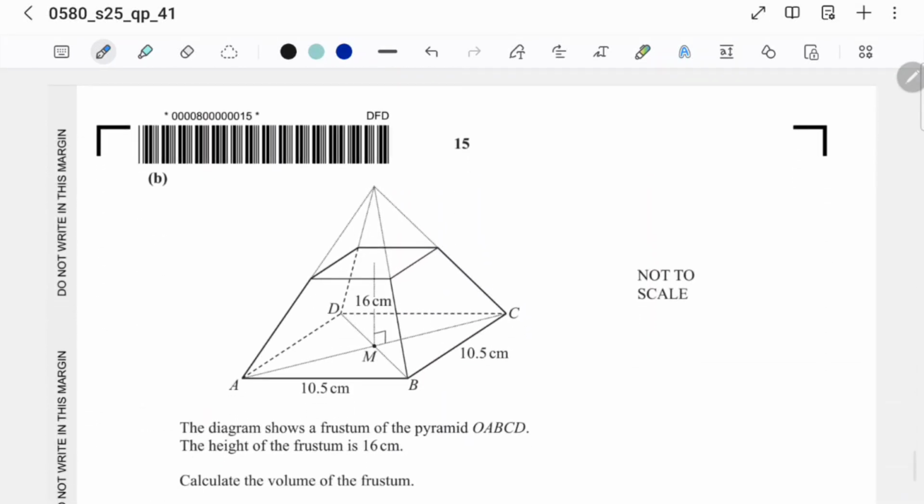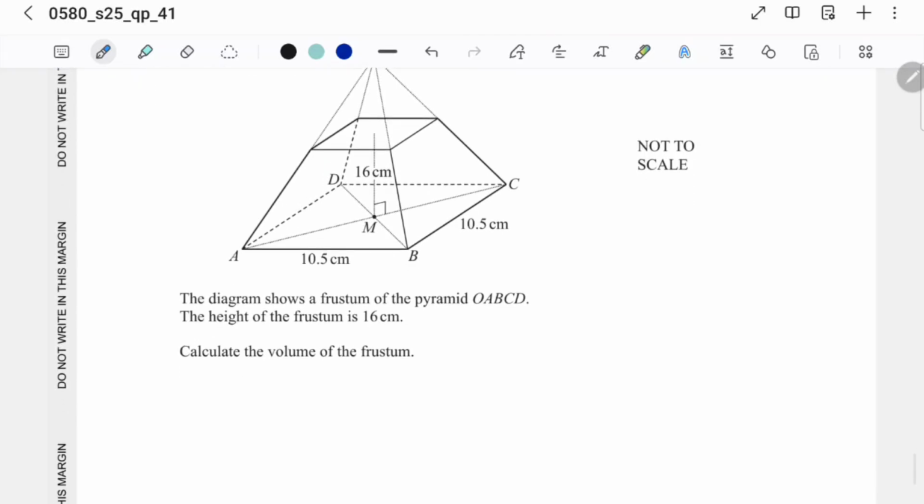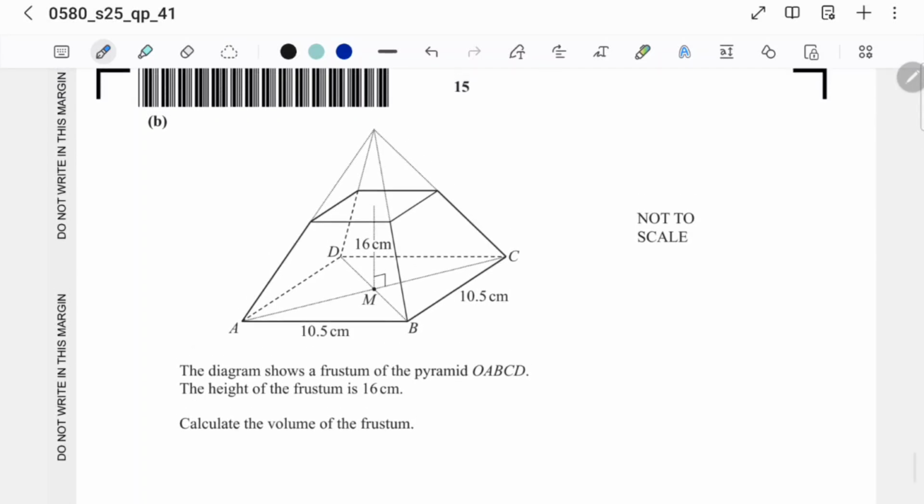Now go to the next question, part B. In part B of this question, it's given a frustum of the pyramid OABCD. The height of the frustum is 16. Calculate the volume. The large pyramid is this one, the whole thing. Then we subtract the volume of the smaller pyramid on top, and the remaining will be our answer.